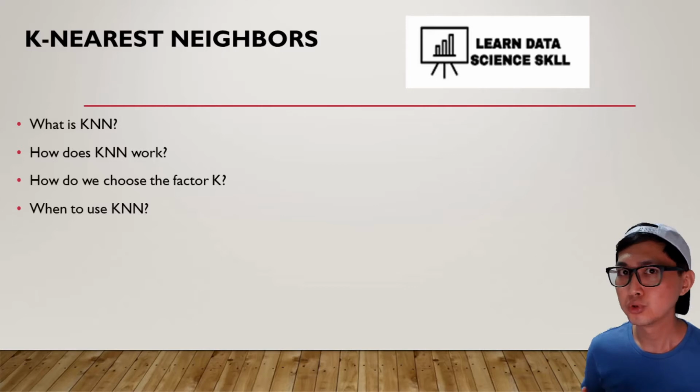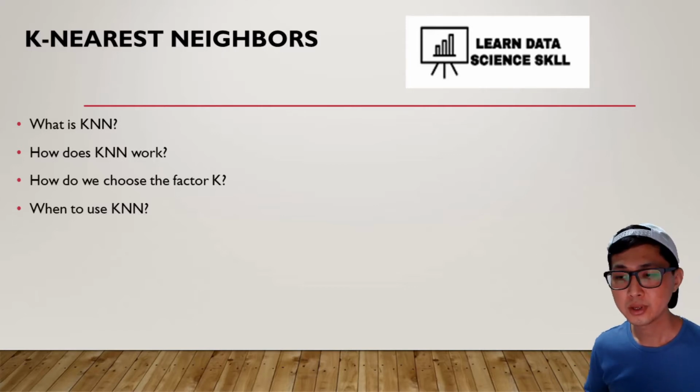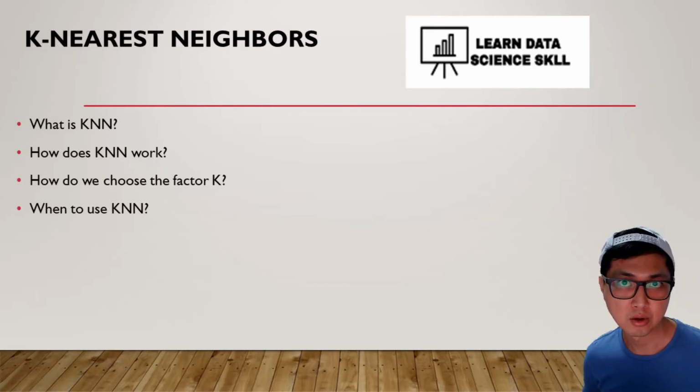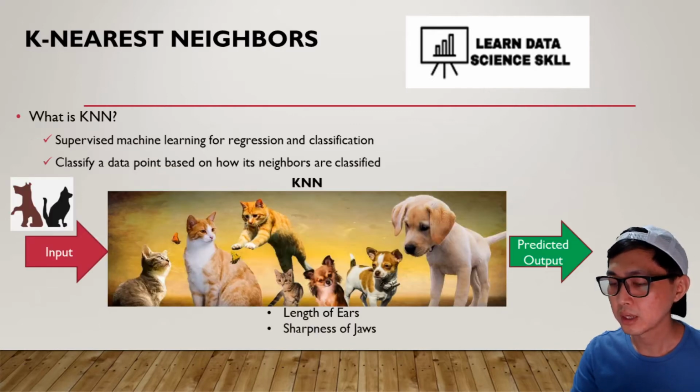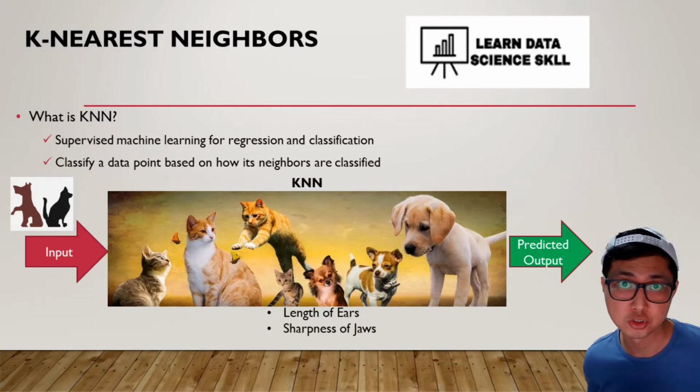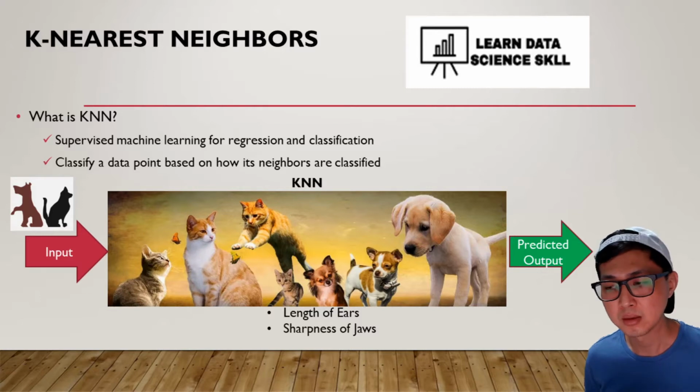So I'm going to go through with you what is K-nearest neighbor, and then I'm going to explain to you how K-nearest neighbor works, how do we choose the factor K, which is one of the most important performance affecting factors in this algorithm, and also when to use K-nearest neighbor. So you can see that K-nearest neighbor is actually a supervised machine learning method that you can use for regression and classification, and most of the time people are using it for classification.